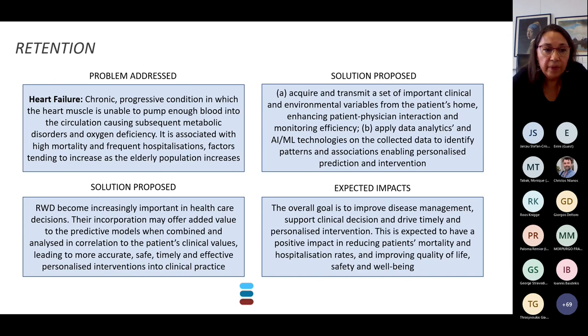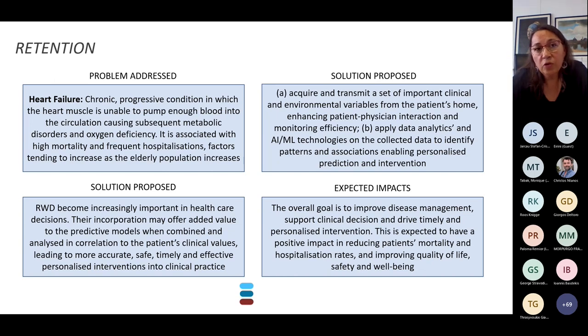So overall, the goal of the project is, of course, to improve the management of the disease in the first place, to support clinical decision making, so support physicians in taking decisions regarding their patients based on evidence, on more frequent information, more regular monitoring that will be achieved by collecting values from the patient's home, following the progression of the disease or any aspects of their daily lives, and also allow physicians to make timely interventions before symptoms escalate. So these are the overall goals of the project.